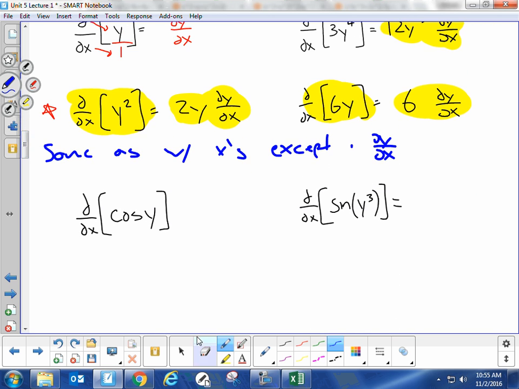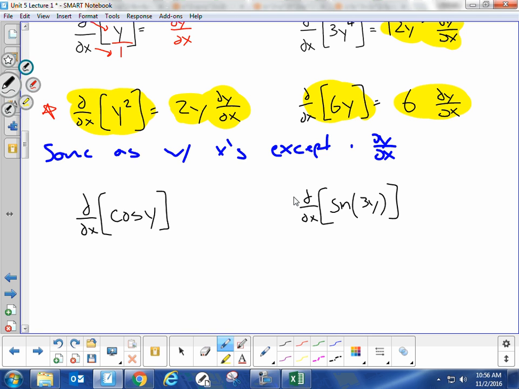So if I had some trig functions, like the cosine of y or the sine of 3y, you could find their derivatives with respect to x. Go. First one's easy. Second one, a little bit of a chain rule, making sure we remember the chain rule. That's it. Go ahead and check those with your neighbor.